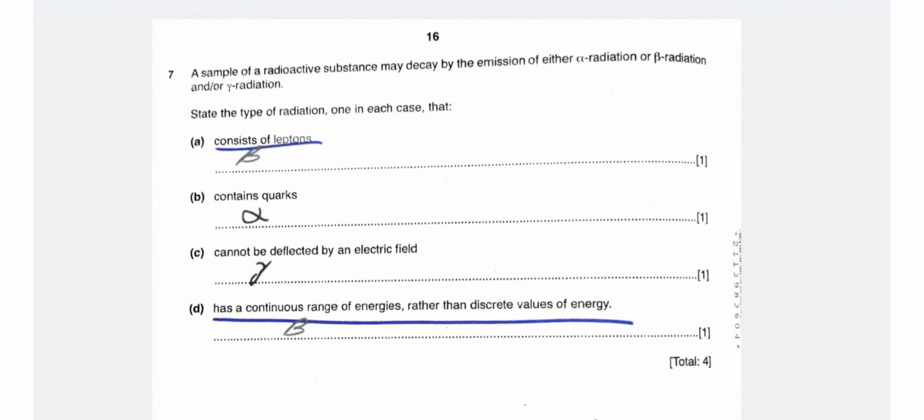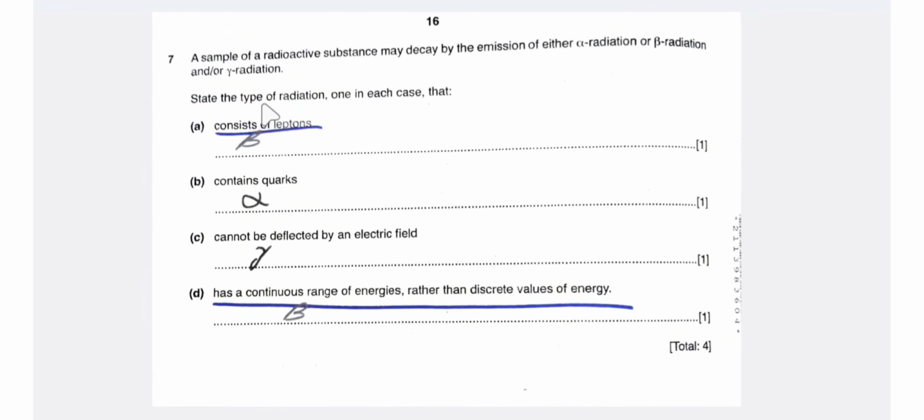Number 7. A sample of radioactive substance may decay by the emission of either alpha radiation or beta radiation or gamma radiation. State the type of radiation in each case that consists of leptons. So which radiation consists of leptons?